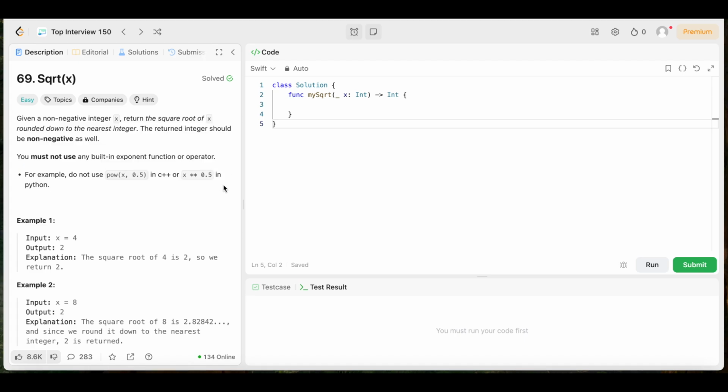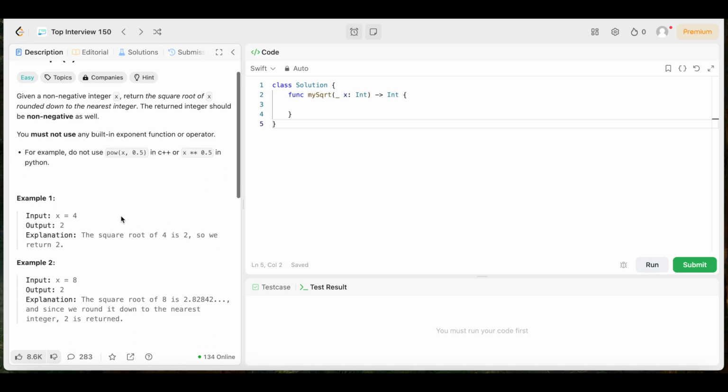So now that we understand what the question is asking, let's get into these examples before we get into the fun part. In example 1, we have the input x equals 4. The output is 2. The explanation says the square root of 4 is 2, so we return 2. It's pretty self-explanatory. They give us the input x, in this case 4, so we want to find the square root of 4, which is 2, so the output is 2.